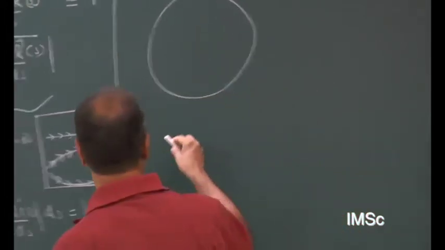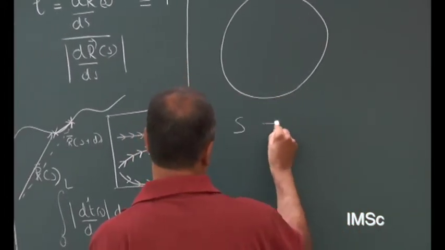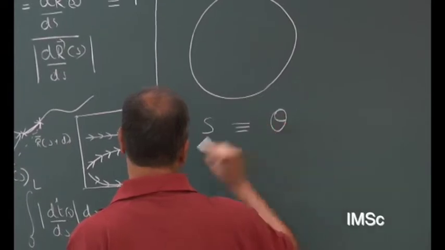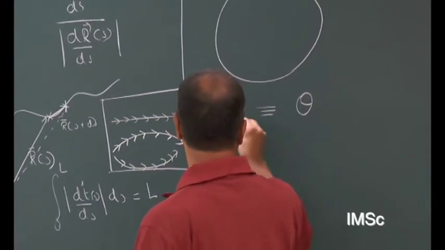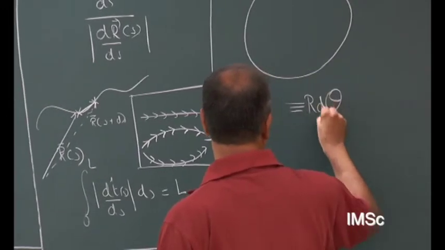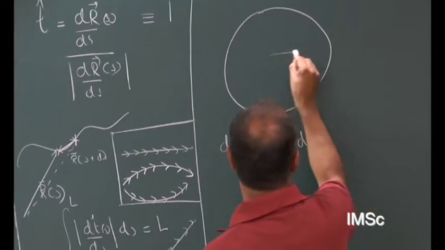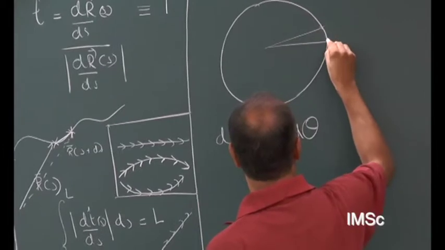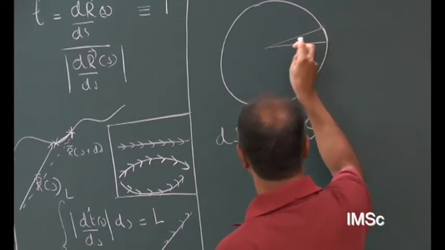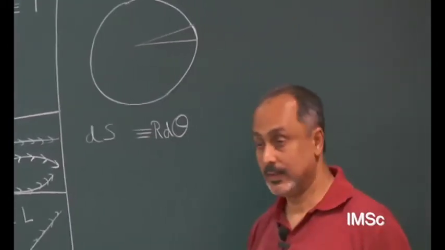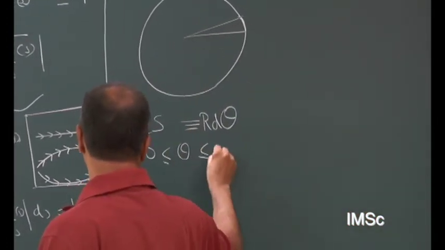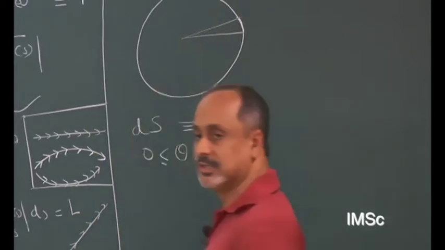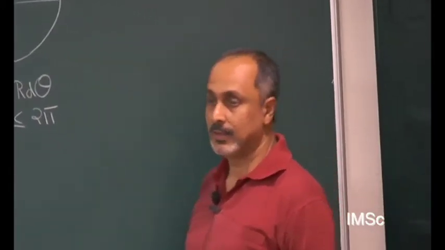Now, I can define my s variable here to be equivalent to the variable theta. So ds here is actually r times d theta, because a small distance between here and here in terms of theta translates into an arc length of r times d theta. And theta must now vary between 0 and 2 pi. That's the amount that it is supposed to vary. So now how do we think of this vector t hat?